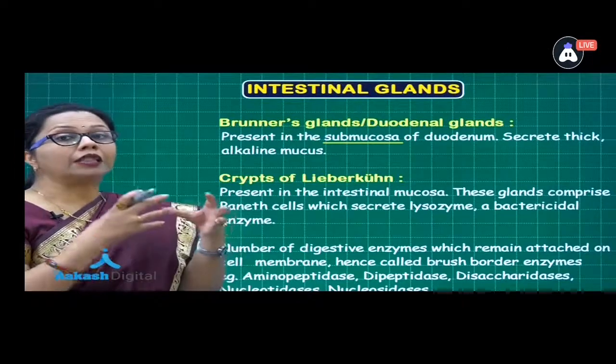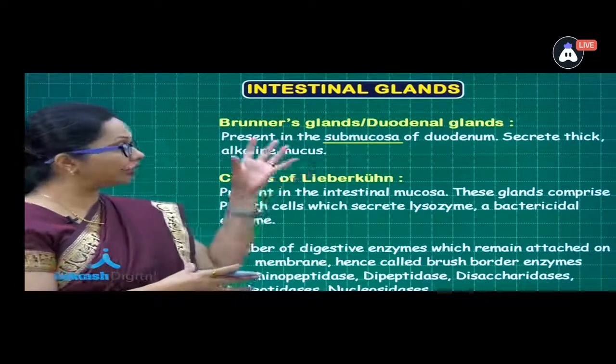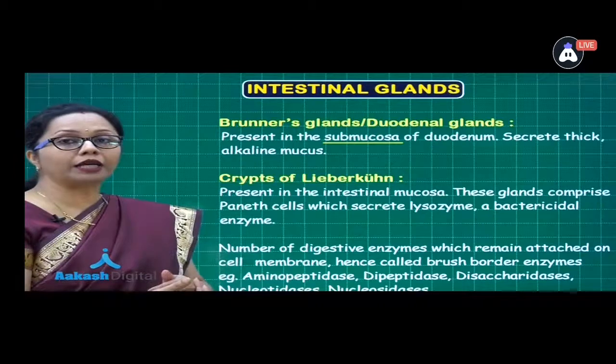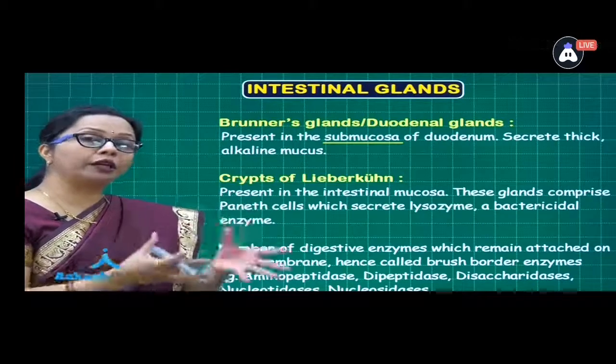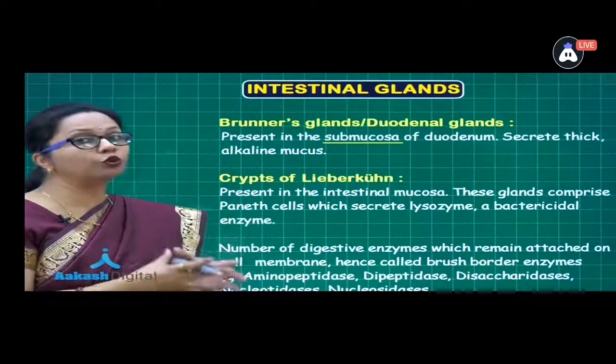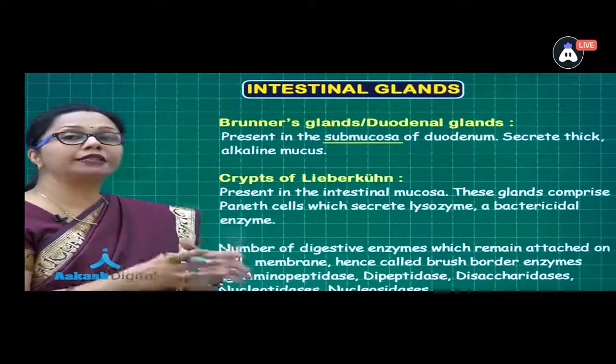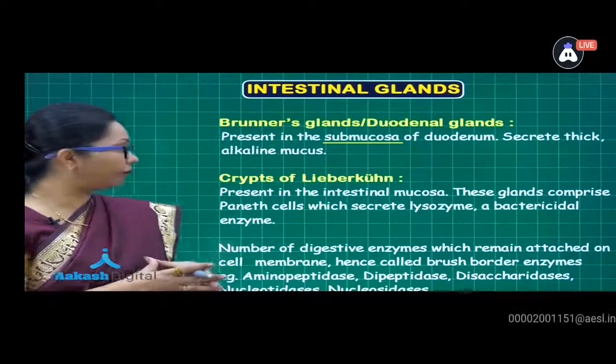And that is the reason that duodenum is receiving this alkaline secretion, as well as the intestinal juice, which is also alkaline, and it is also getting pancreatic and bile juices, those are also alkaline. So the combined effect of all these alkaline juices is able to neutralize the acidity of the chyme.